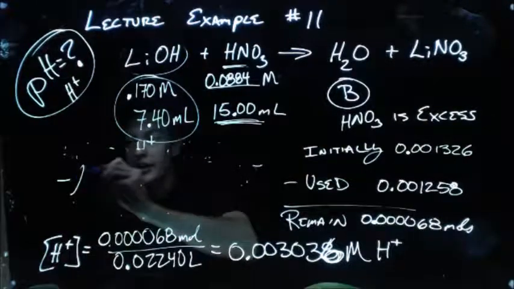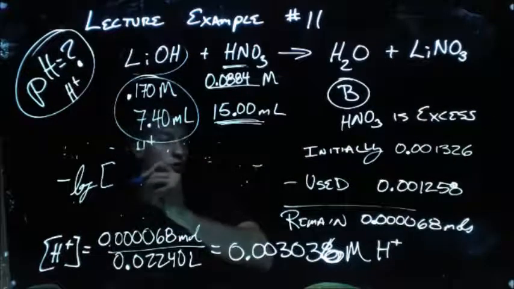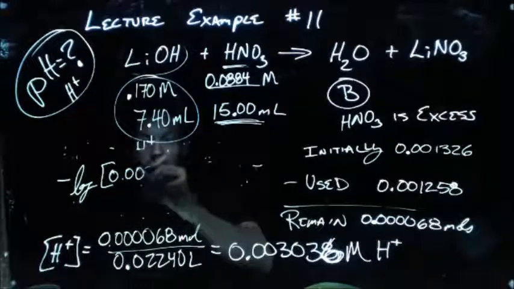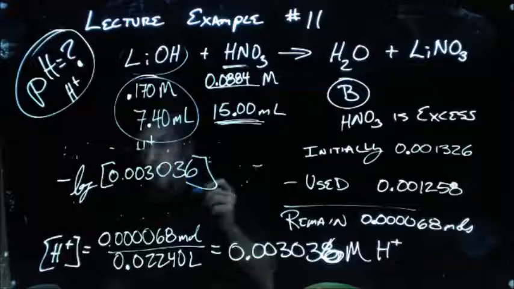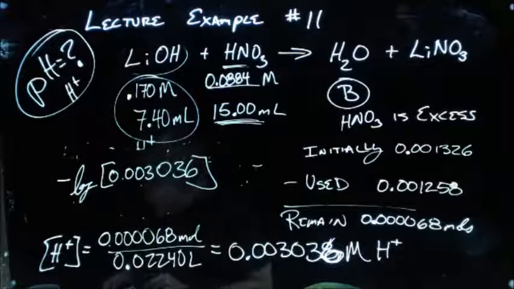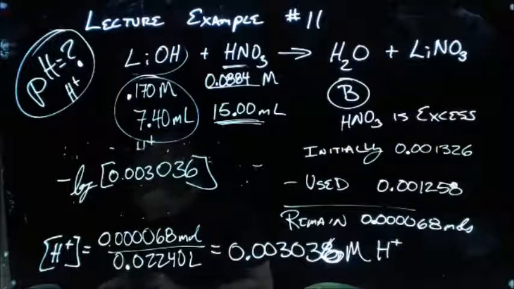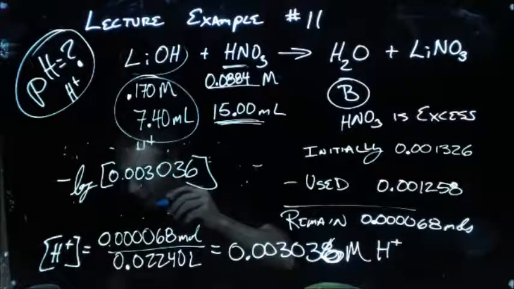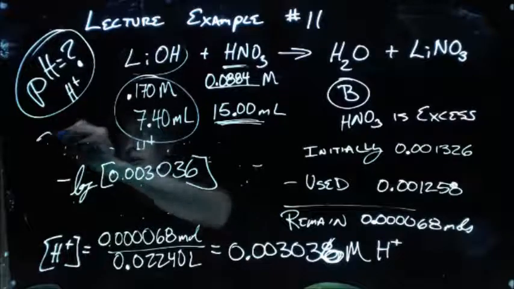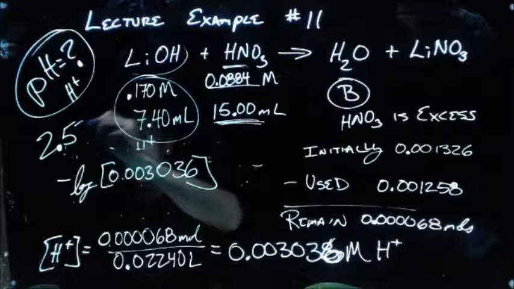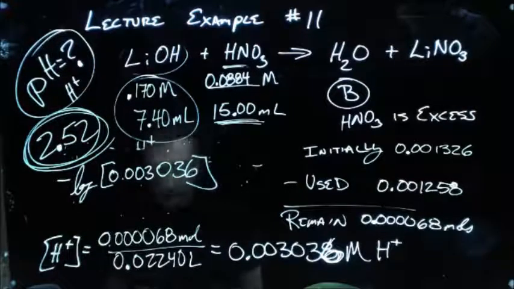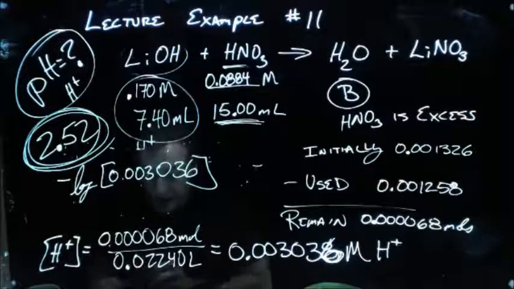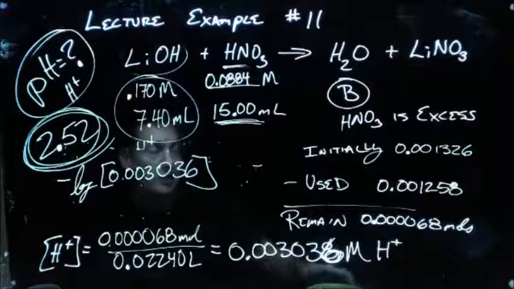So the negative log of 0.003036 gives me 2.52, and that is my answer to part B. What a nightmare. And now we get to do it again for 11C, but this time the base is going to be in excess.